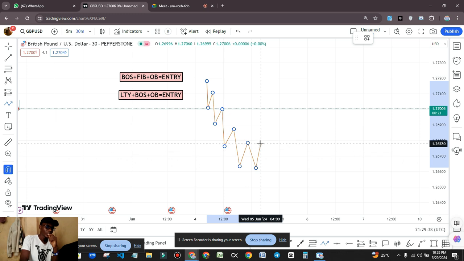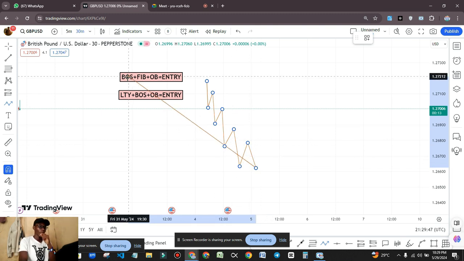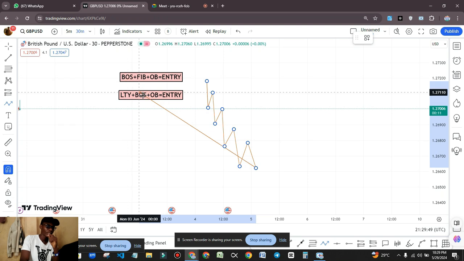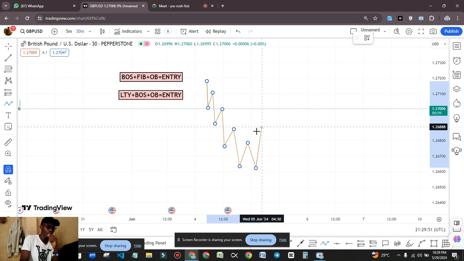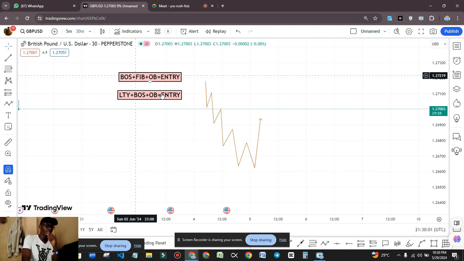But the thing is that this double bottom is not going to confirm our entry. You understand? Ours is just that there must be a break of structure first. That is BOS. So now, if this market has broken this lower high, this particular one here, the next thing is Fibonacci.